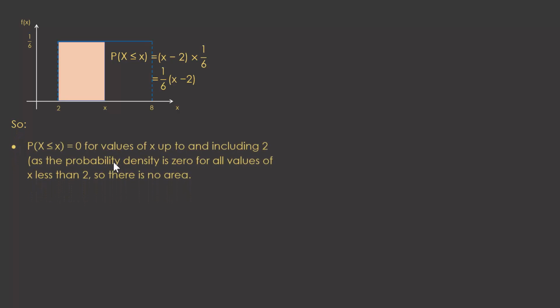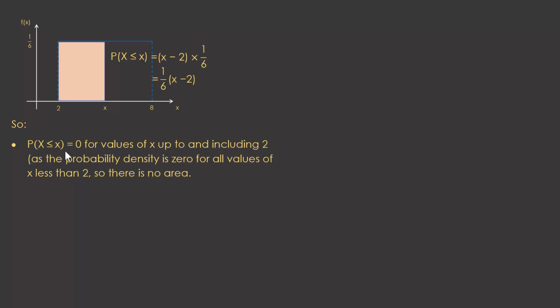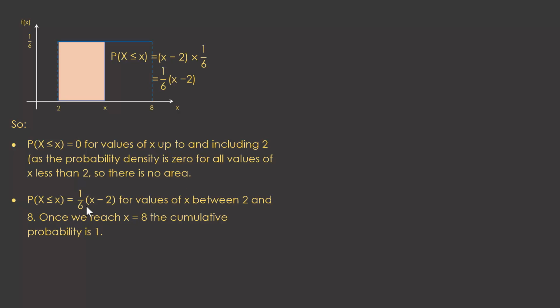So, the probability that x is less than or equal to x is equal to 0 for values of x up to and including 2. And that's because the probability density is 0 in this region down here. So there's no area when we're down here. But it's going to be 1/6 of (x take away 2) for values of x that are between 2 and 8. Once we reach 8, the cumulative probability is 1, because that would be 8 minus 2, which is 6, times 1/6, which is 1.